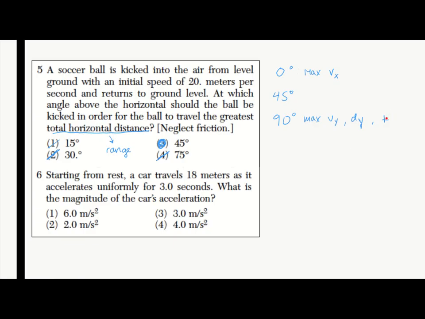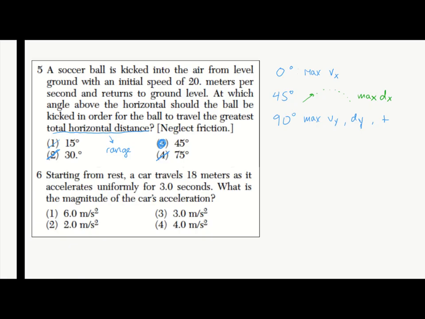It's directly related to height. So these 2 go hand in hand. The more height you get, the more air time. But at the same time, you also lose out on horizontal speed. So 45 degrees is the nice happy medium between those 2 angles to give you the max horizontal distance. Because you want that nice, beautiful arc, like that, to give you some air time and some horizontal speed. So that's why it's 45 degrees. So I'm going to write a special note: max range, dx, distance in the x direction.